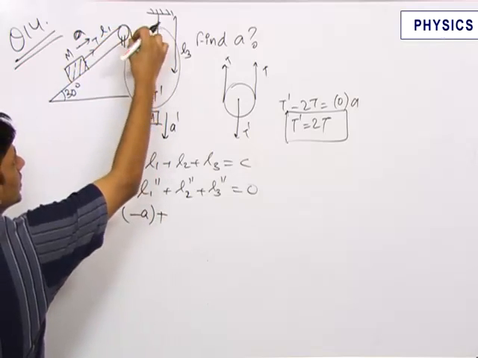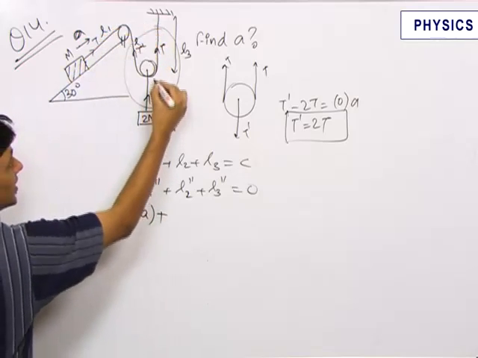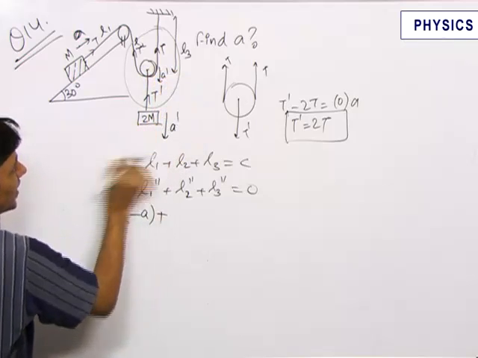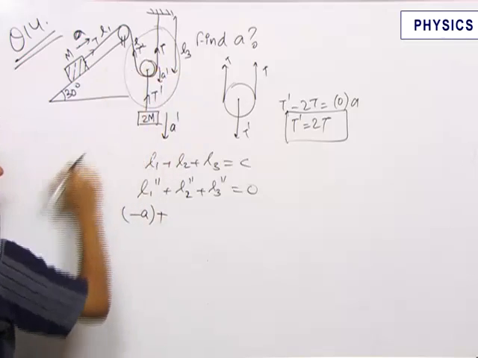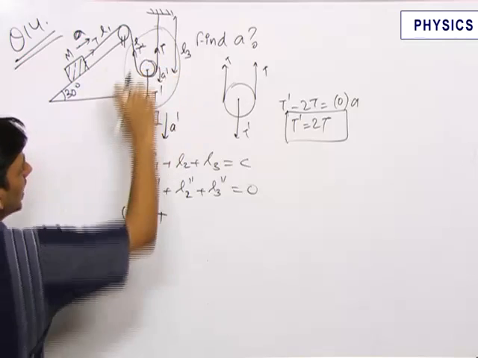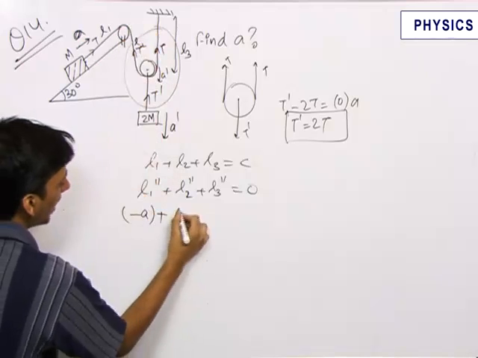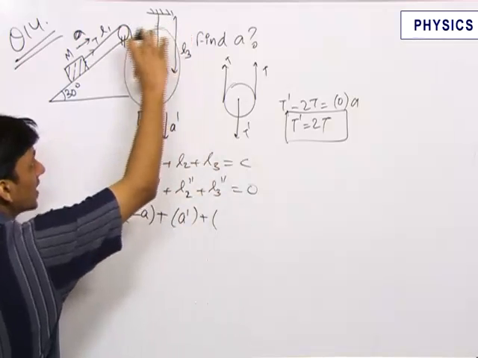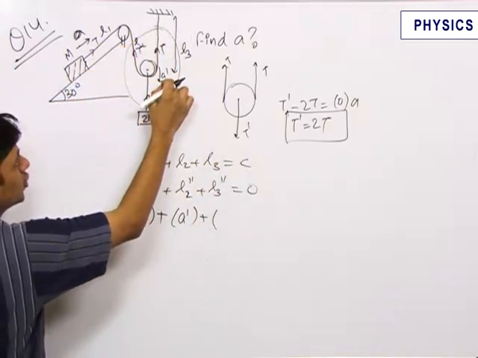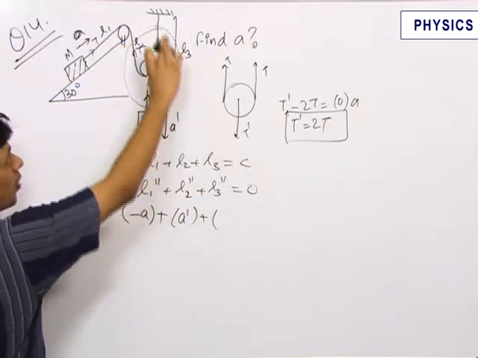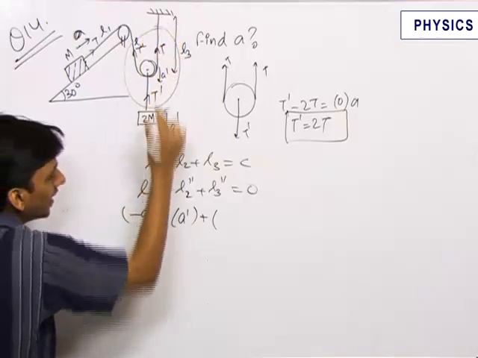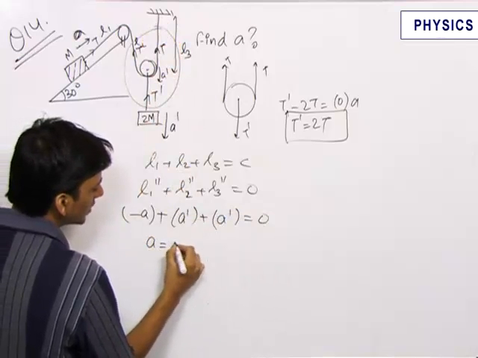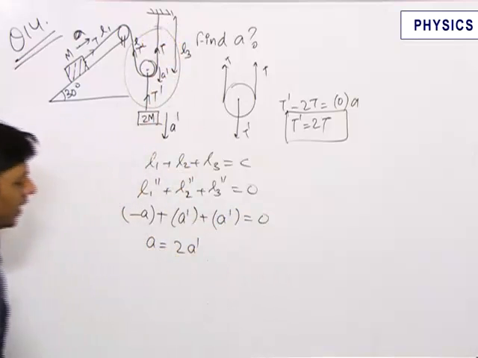L2 double dash: this pulley is fixed, but this pulley moves with A dash, because this mass is moving with A dash, and this is one string. Therefore this pulley moves with A dash, and it increases this length L2 by A dash. Now for L3, the same case as L2, this pulley is doing the job of increasing this L3 at the rate A dash again. Therefore we write this, and we get A is equal to 2 times A dash.